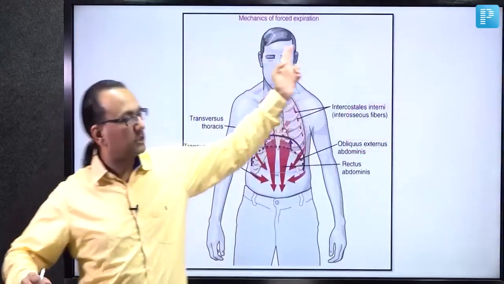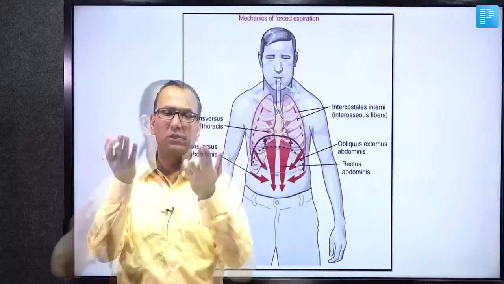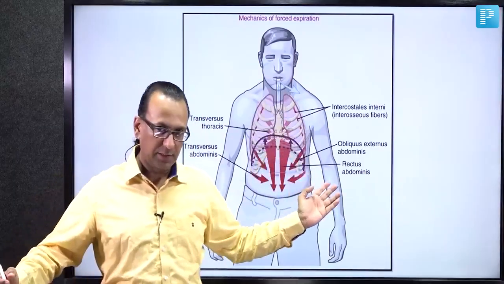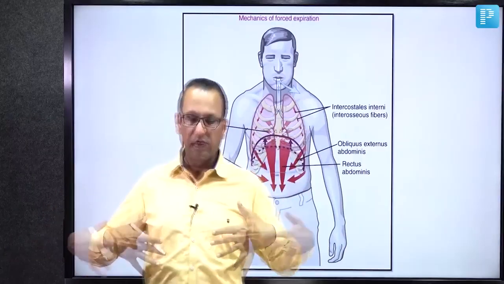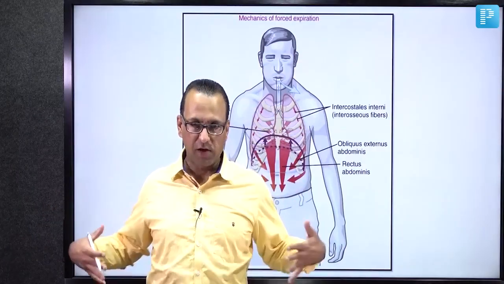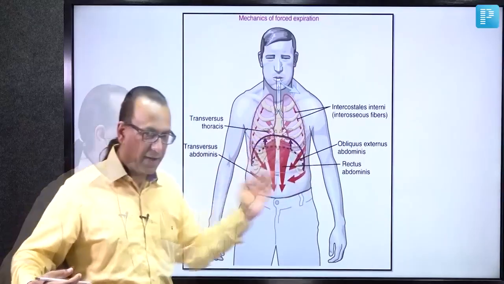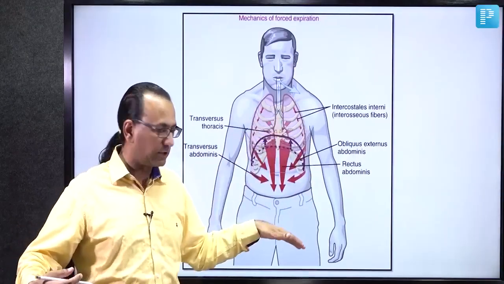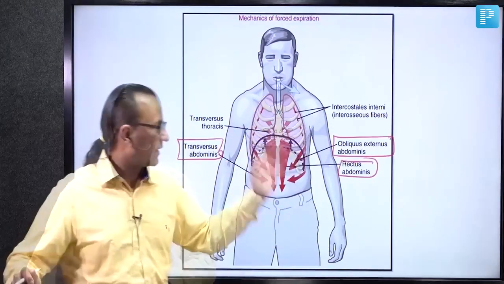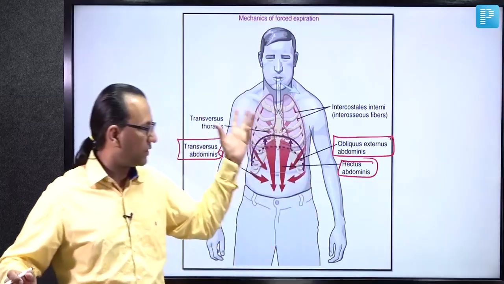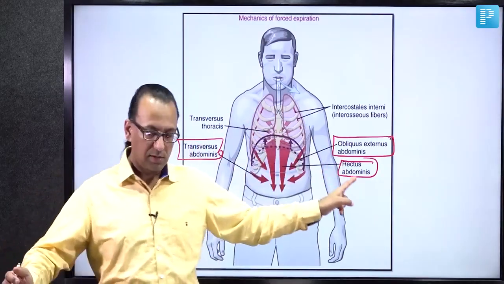Now, though expiration is elastic recoil of the lung and pushing the air out, you can do forceful expiration using anterior abdominal muscles, like you have the external oblique muscle, internal oblique muscle, transverse abdominal muscle, like you are coughing or you are straining for defecation, urination, or parturition, the labor. Then you use these muscles, which can increase the intra-abdominal pressure by doing forceful expiration. They are the anterior abdominal muscles.